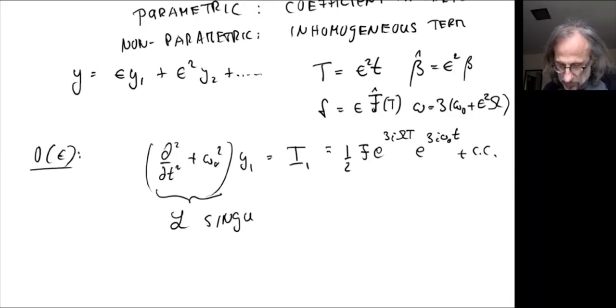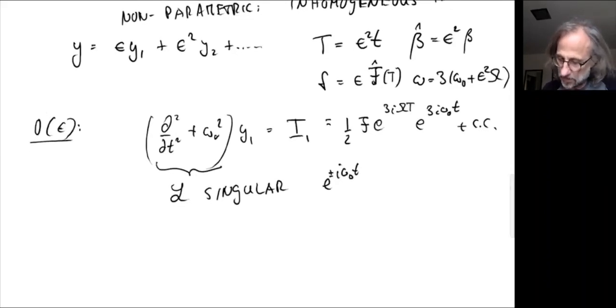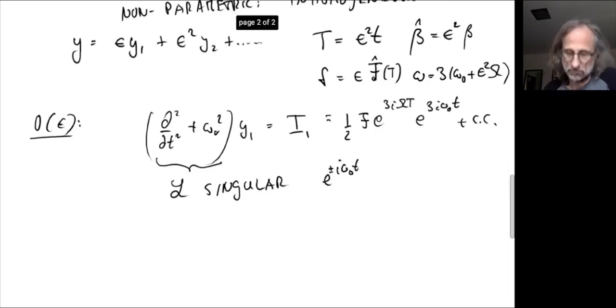And of course, its singular modes are e to the i omega naught t, plus and minus. We also have here e to the 3i omega naught t. But with respect to that time dependence, L is invertible, so that's not an issue. So we can solve for it.